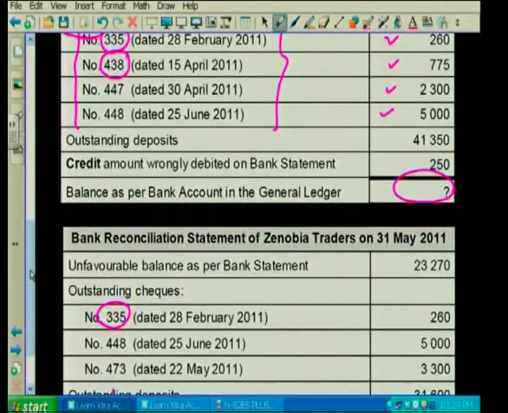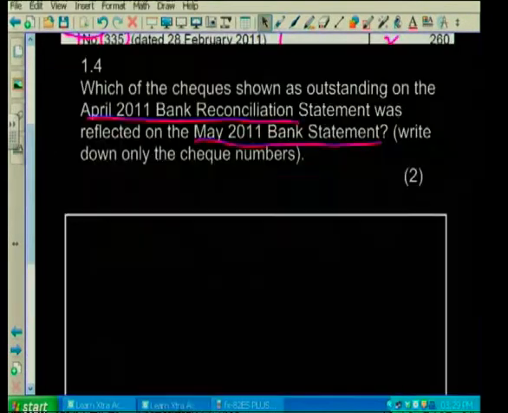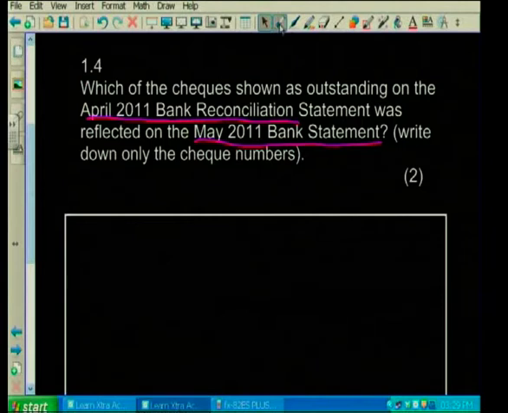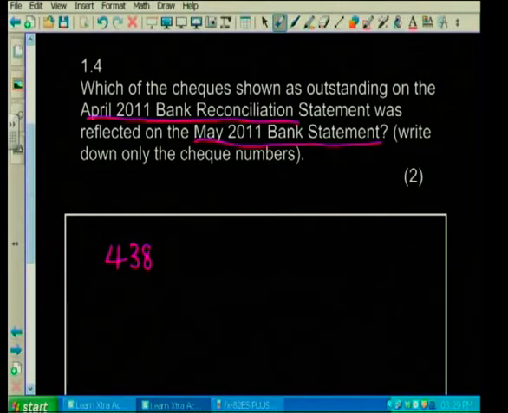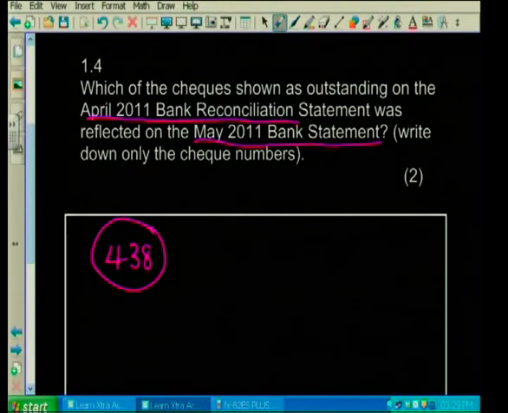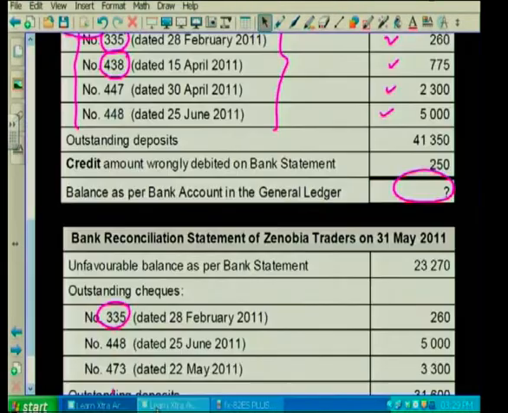Which one was that? 438. So therefore, we say check number 438, right? It says here, which of the checks shown as outstanding on the April bank reconciliation statement was reflected on the May bank statement? I'm putting this one here for a reason. Watch it. Let's go to the previous question again.